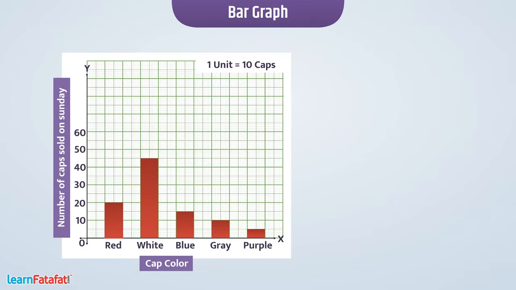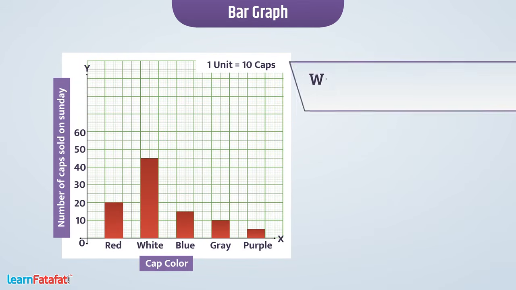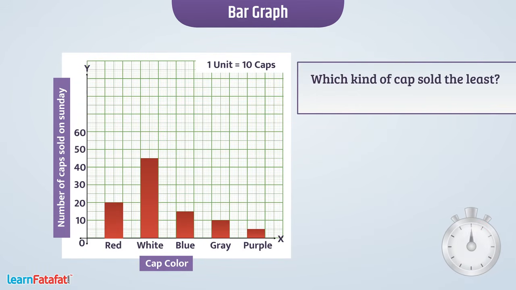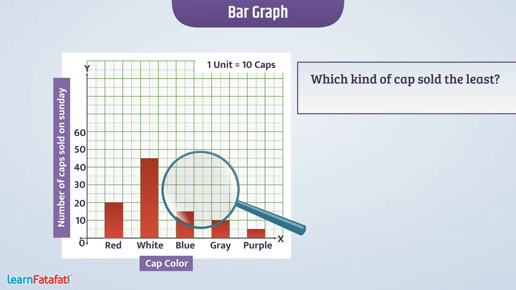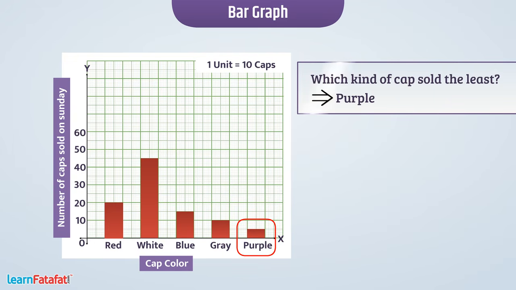By looking at bar graph, can you tell me the kind of caps sold the least? Here, the bar with the smallest height will be the answer. So, purple colored caps are sold the least.